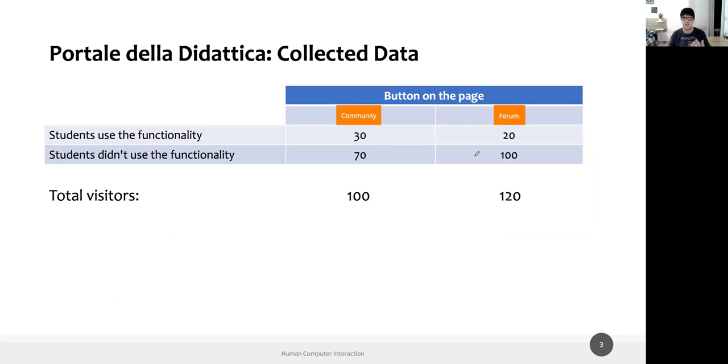Randomly assigned people, and we got that in the community version, we have 100 students that log in to that page and see community, and 120 that see the forum. Notice that this is quite typical for online A/B testing, not to have a population that is perfectly balanced, because we don't know how many students will log in to the system, but more or less similar in this case.